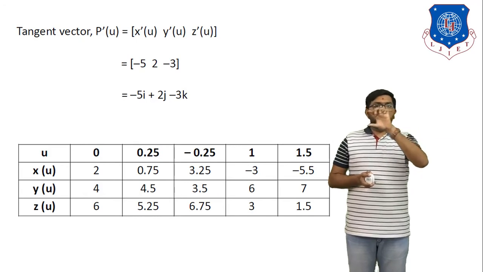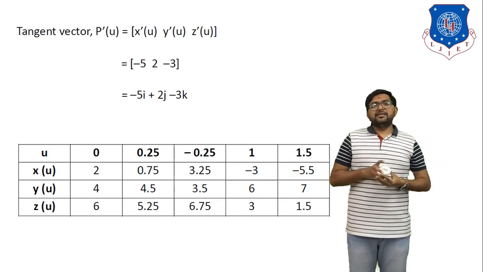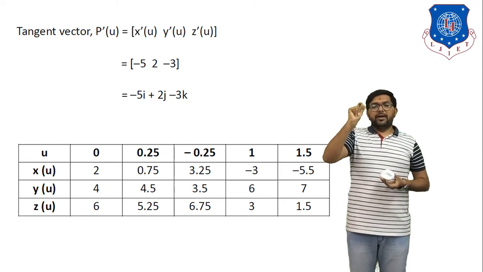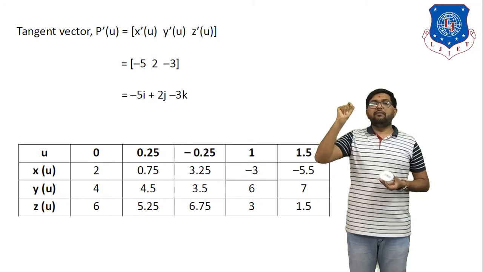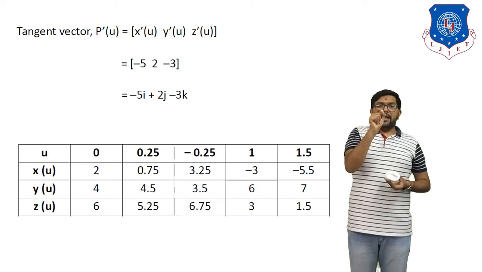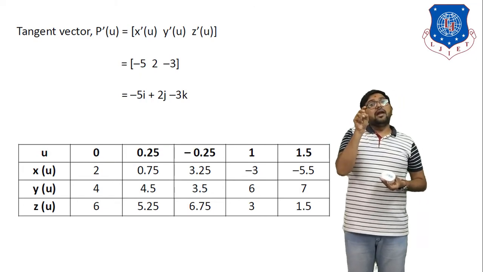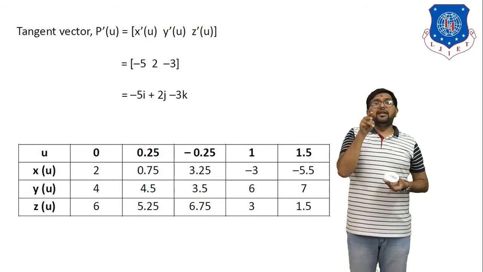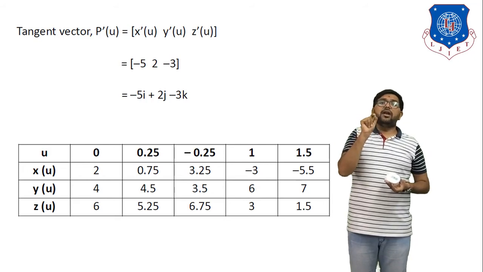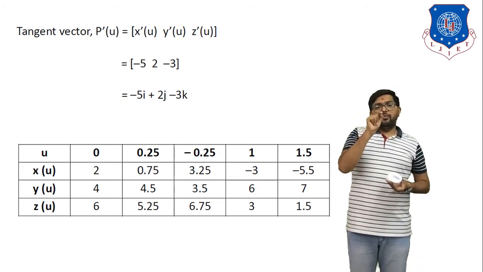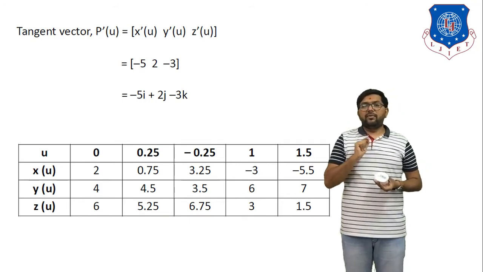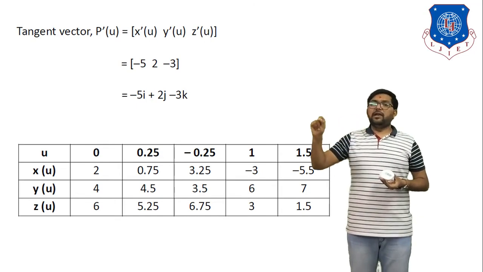Now we have to generate one table over here. In this table, the first row indicates the value of u. U is equal to 0, 0.25, minus 0.25, 1 and 1.5. And in the first vertical column we write down x of u, y of u and z of u. Now we have the equations of all these three, and in all three equations only one unknown is there, that is u. So we have to put the value of u in those equations and calculate the answers of x, y and z for different values of u.